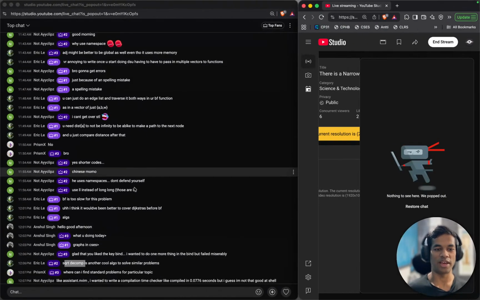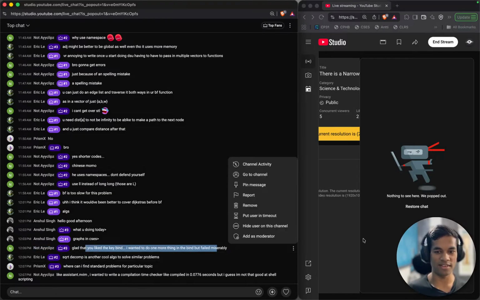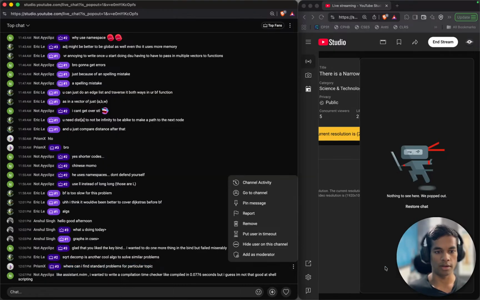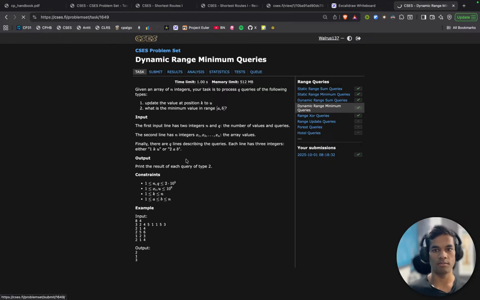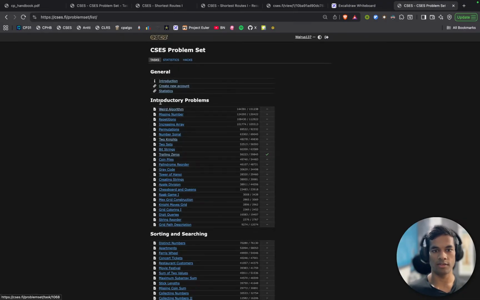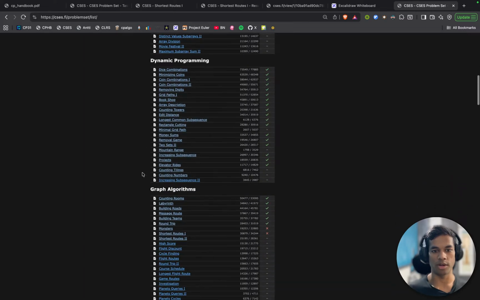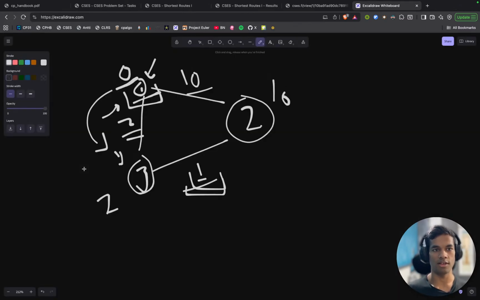And I just cannot say how good the keybind is that you gave yesterday. It is amazingly good. We can find standard problems for a particular topic. Just CSES, that is the best thing. Go to CSES, find the topic that you want to practice: introductory problems, sorting, searching, dynamic programming, graph algorithms, range queries. Amazing. CSES is pretty cool.